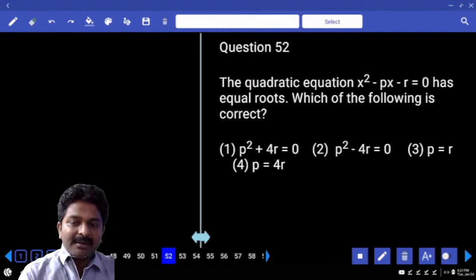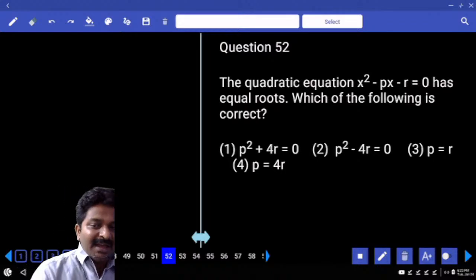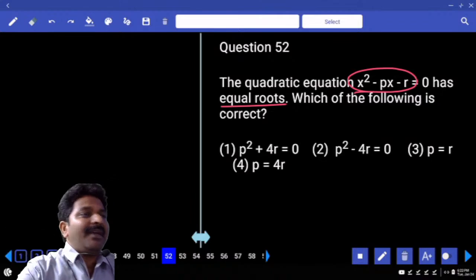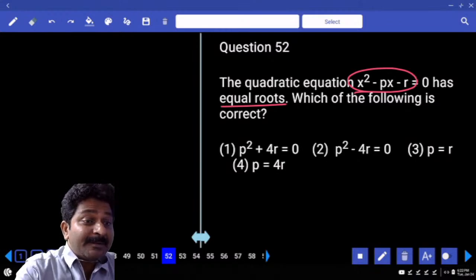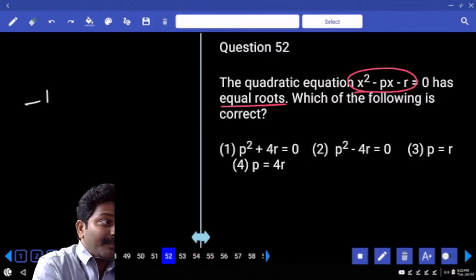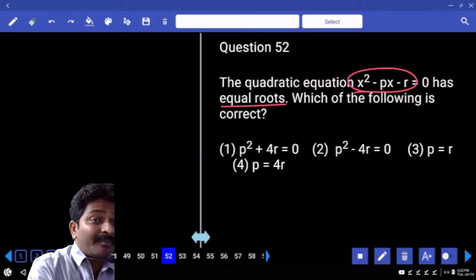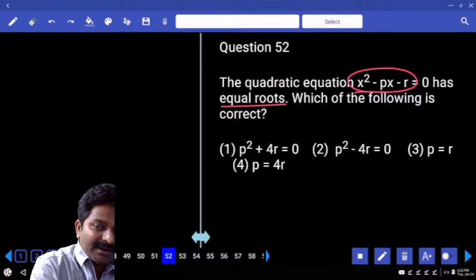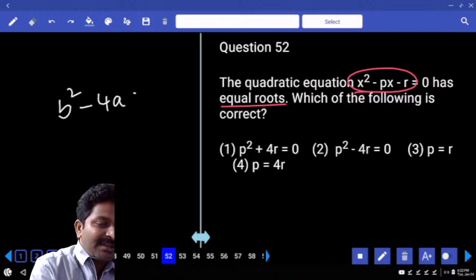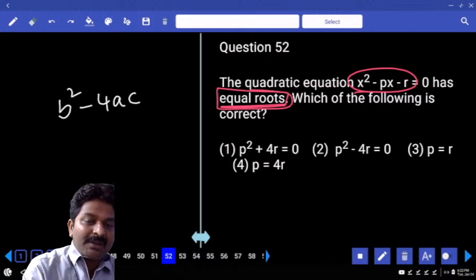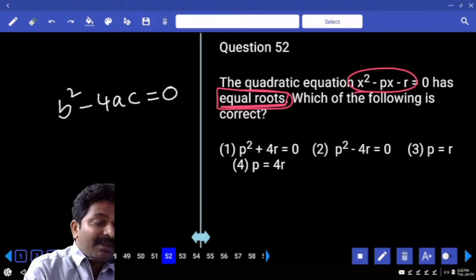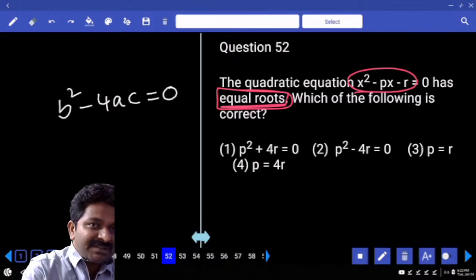Over. Right. The quadratic equation x square, some equation is there, has equal roots. Okay. If it is in the form of ax square plus bx plus c is equal to 0, can you tell me what is the formula to identify roots? Minus b plus or minus root of b square minus 4ac by 2a. If it has equal roots, b square minus 4ac should be equal to 0. b square minus 4ac must be equal to 0.